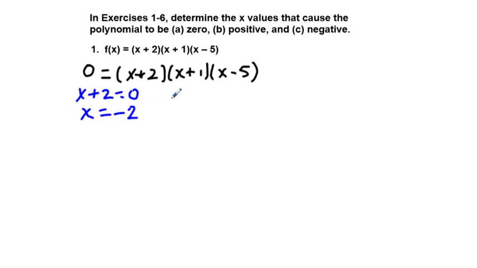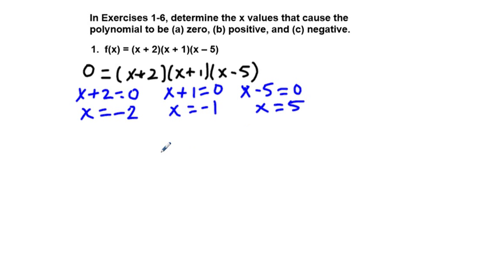Then our next factor, x plus 1, we set equal to 0 as well, and solving for x, we have x equals negative 1. In the last factor, x minus 5 is equal to 0, so our last zero is x equals 5. And each of these zeros, since they happen once, has a multiplicity of 1.